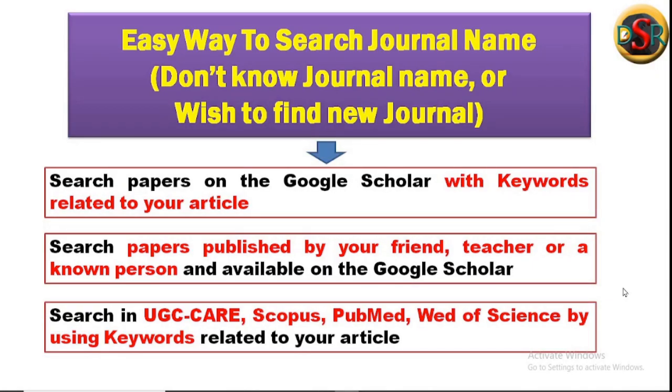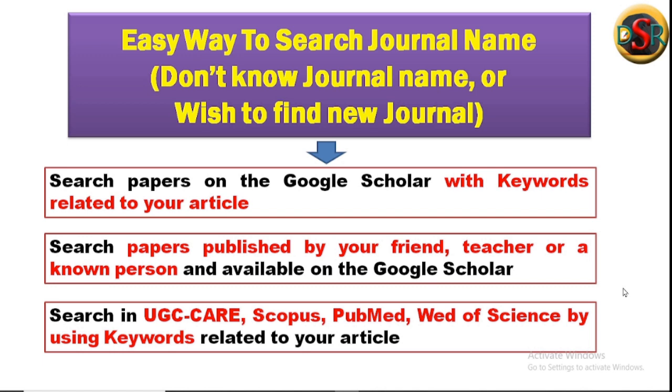If we know the journal name, then it will be easy to check the indexing. If we do not know several indexed journal names or wish to search a new journal, then such a search can be done in three ways. The first way is to search papers on Google Scholar with keywords related to your article.